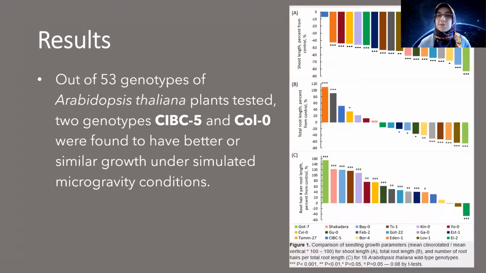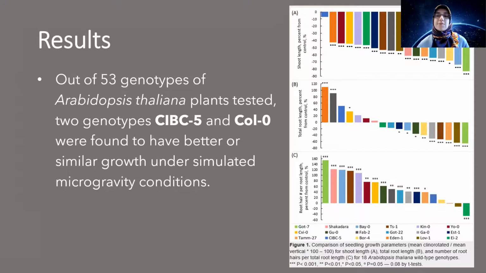On the right is a sample graph of the results we obtained: A, the shoot length comparison, B, total root length, and C, the number of root hairs, just looking at 17 genotypes. These graphs were made by assuming that the control group of each genotype had 100% growth. Then for each genotype's treatment group, we estimated the percent difference from the control to get these graphs.